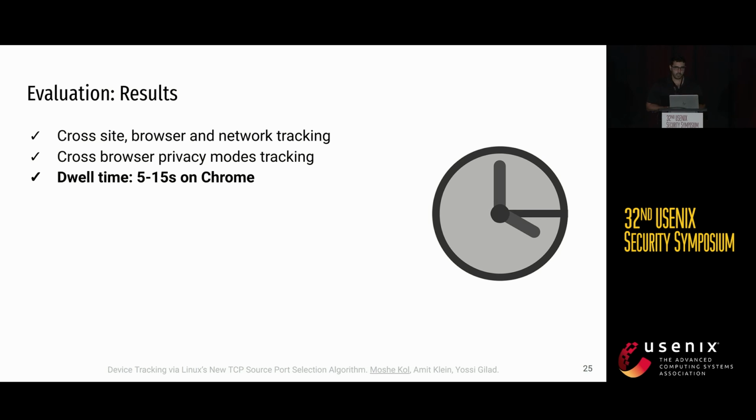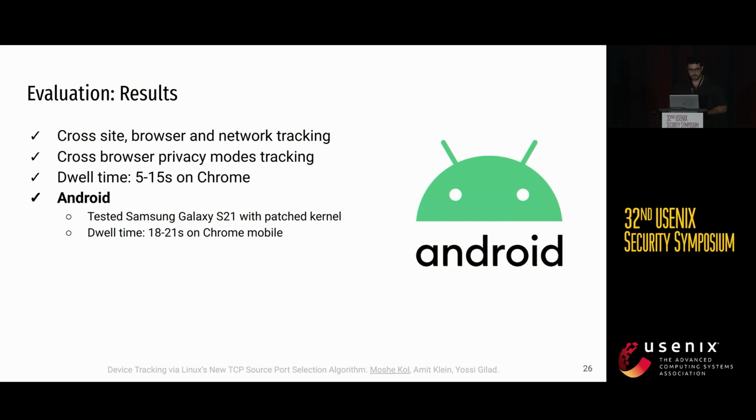The dwell time, the time we require the user to remain on the website for our attack to succeed, is about 10 seconds on Google Chrome. And this depends on the RTT to the attacker server. And on Firefox, this is more. You can find the technical details in the paper.